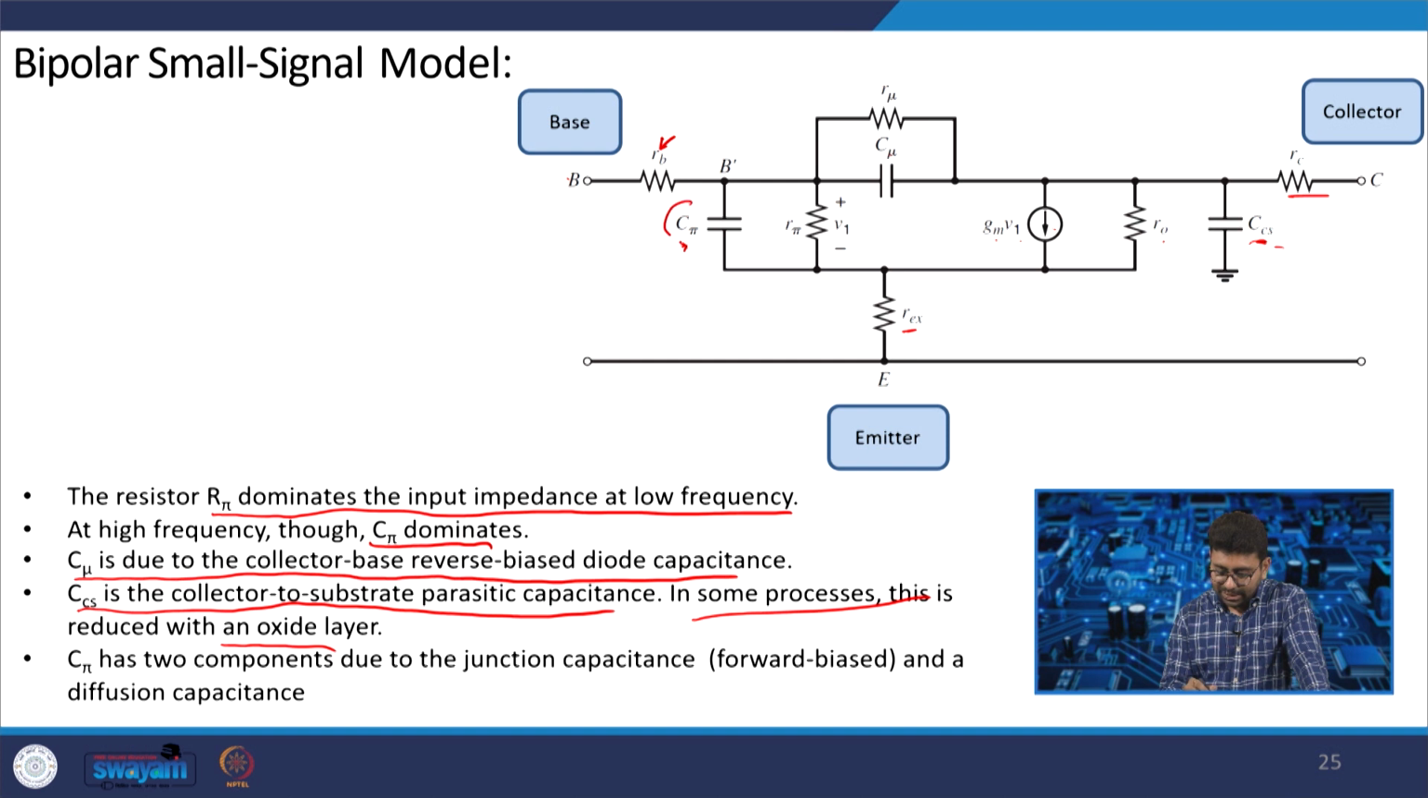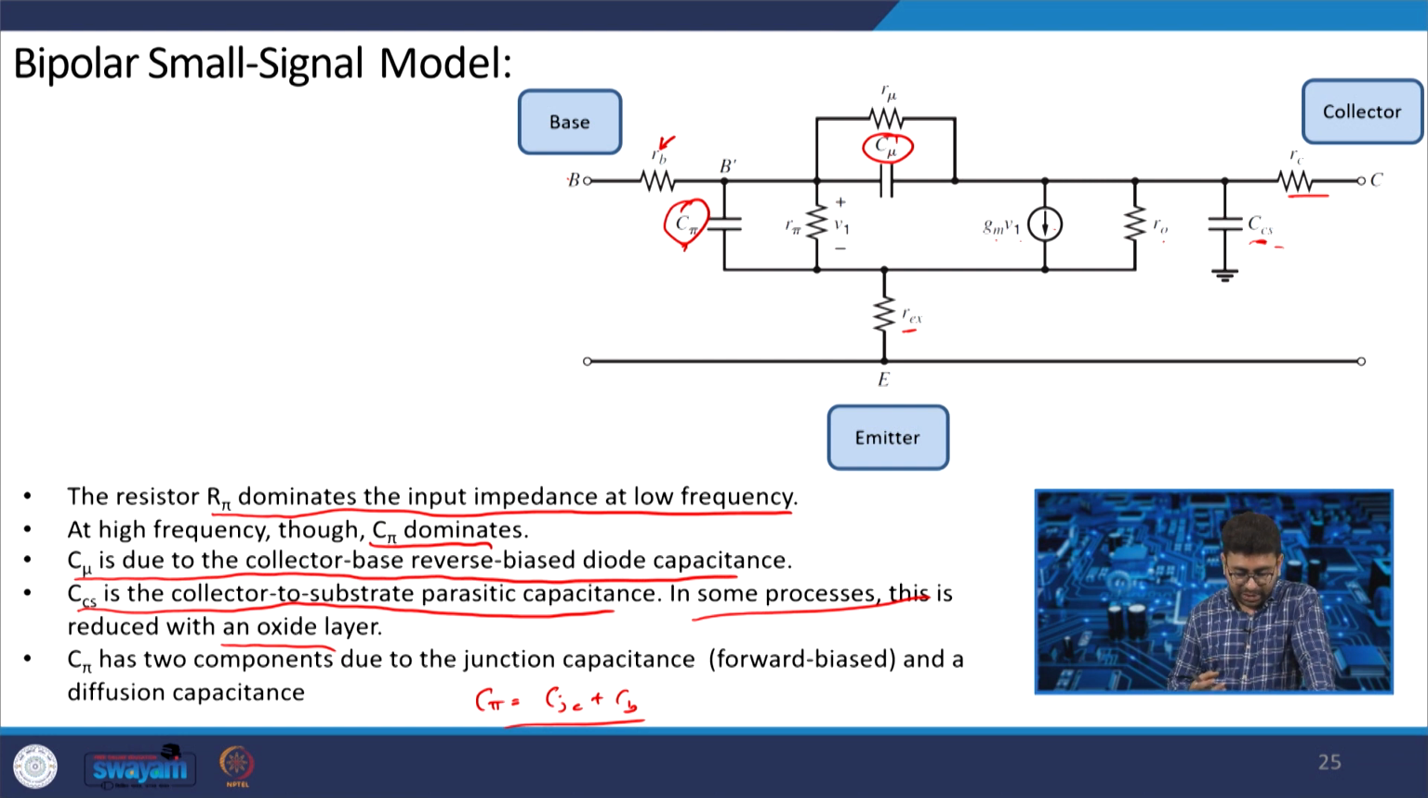So, C pi and C mu are the dominant capacitors, and C pi has two components: the junction capacitance under forward bias, and the diffusion capacitance. So, C pi can be written as CJE plus CB. It is a combination of junction capacitance and the diffusion capacitance CB. This is the capacitor associated with the BJT, the way we have considered for the MOSFET.